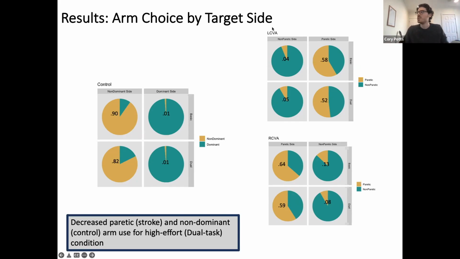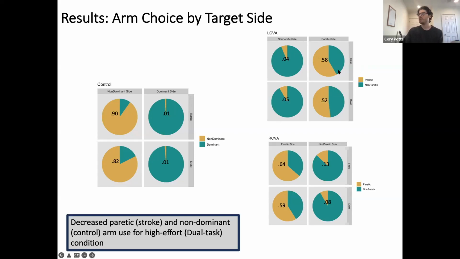Okay, so this is the LCVA group. Now the non-paretic side is the left side, the paretic side is the right side. And these colors are indicating, so yellow is use of the paretic arm and green is use of the non-paretic arm. Let's just first look at the pattern overall as compared to controls.